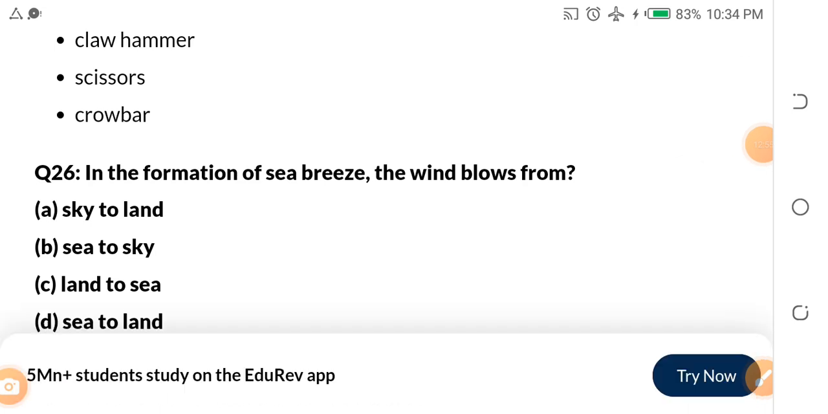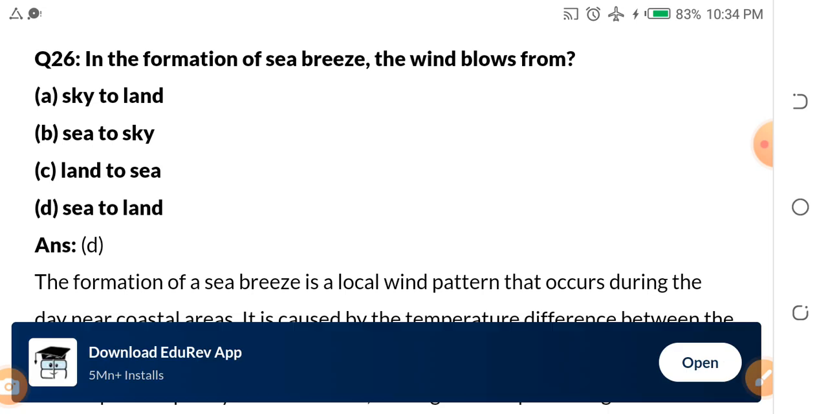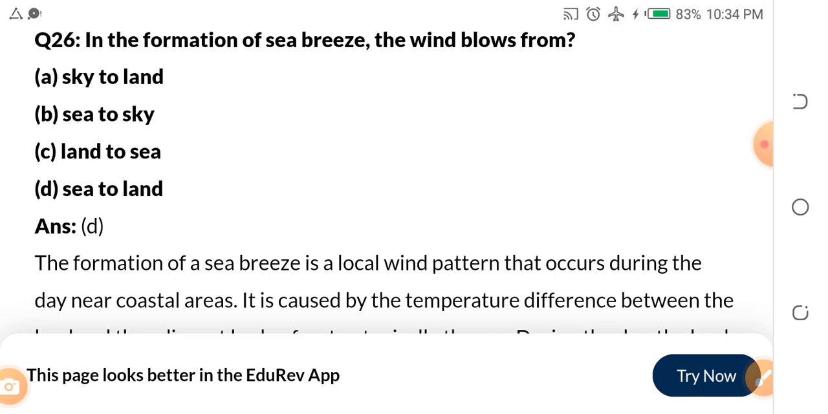Question number 26. In the formation of sea breeze, the wind blows from dash. We have land breeze and sea breeze. A, sky to land. B, sea to sky. C, land to sea. D, sea to land. The answer: sea breeze blows from sea to land, right?